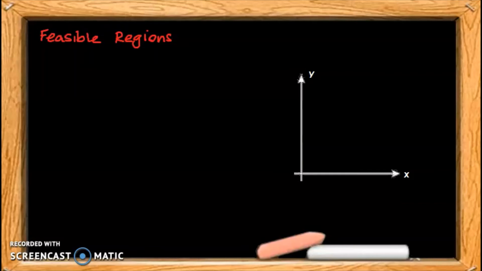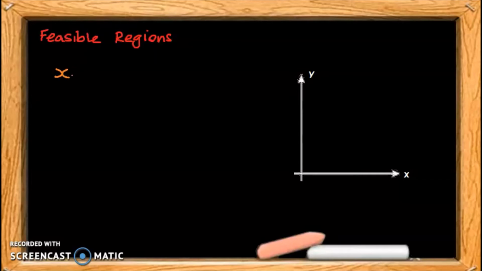Now that we've had a look at simple areas on the Cartesian plane, we're going to have a look at feasible regions. Feasible regions talk about every single point on our graph that is allowed by the different constraints or the different equations we have. So let's imagine we have a few equations here.